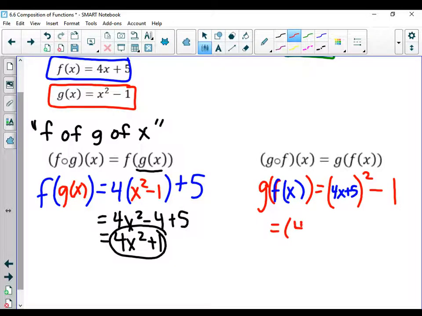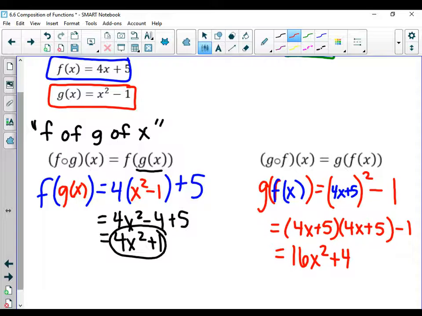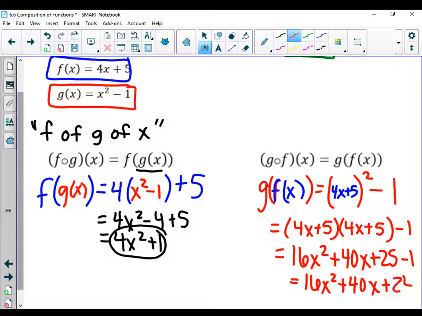All right, so 4x plus 5 and 4x plus 5 and minus our 1. So we should get 16x squared plus 40x plus 24. Okay. So we are taking one equation and we're plugging it into the x of the other equation.